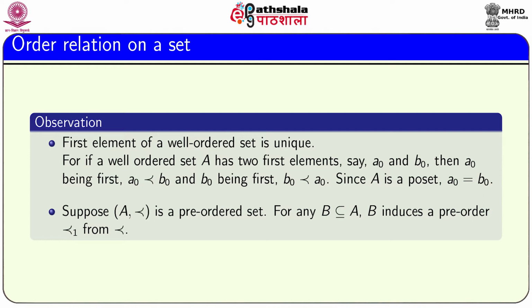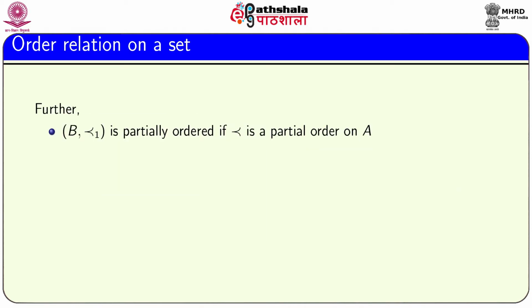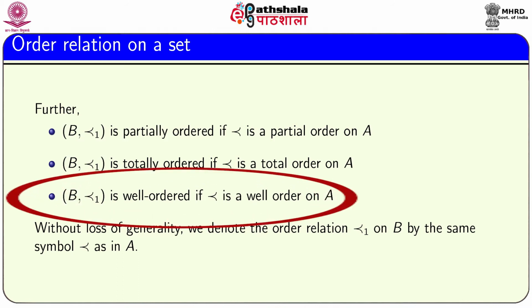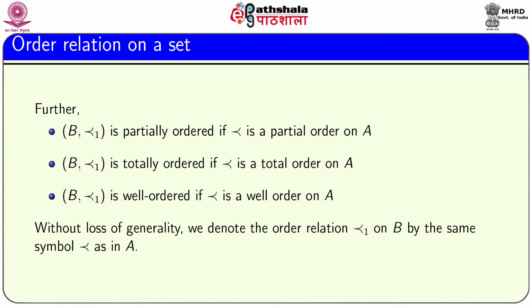Secondly, if we start with a preordered set A with the preorder ≺, and if we take a subset B of A, then B always induces a preorder from the order of A. Further, B is a partially ordered set if ≺ is a partial order defined on A. B is a totally ordered set if the order on A is totally ordered. B is a well ordered set if the order on A is a well order. So, without loss of generality, we may denote the order relation on B by the same symbol as used in case of A.